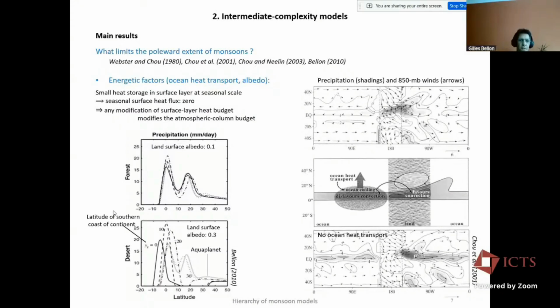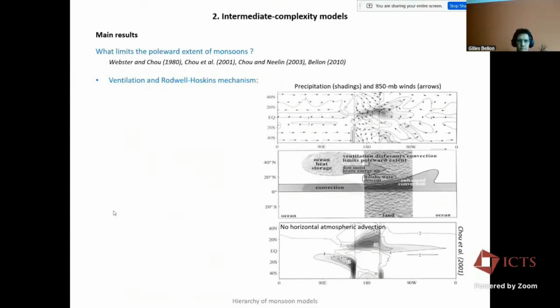But you can have other factors as well, as long as they impact the energetics. This is the same thing as what we saw in the minimal model. Essentially, the energy input in the atmospheric column is one of the strong constraints on the development of precipitation, so on the development of the monsoon system. But it's not the only one. It's the one that's essentially associated with this idea of export of moist-static energy by ascending motion.